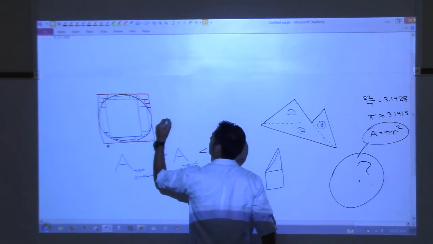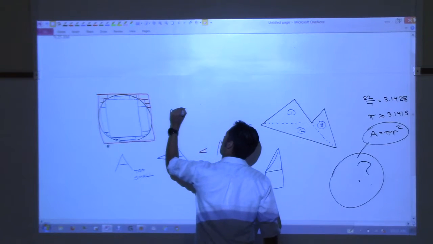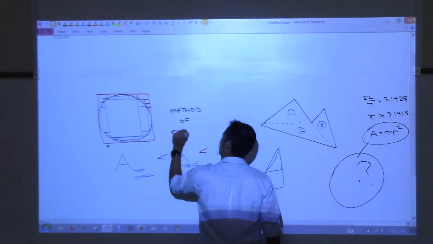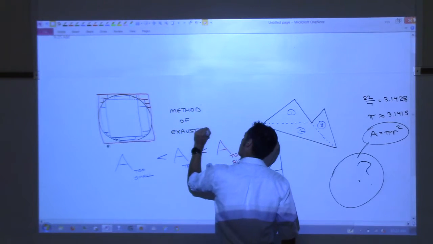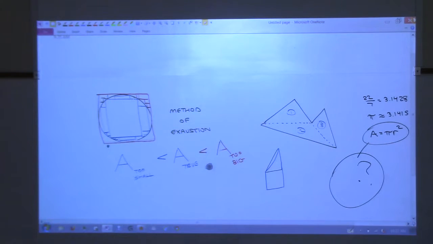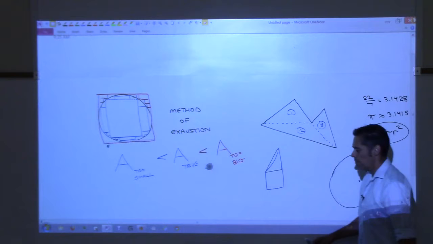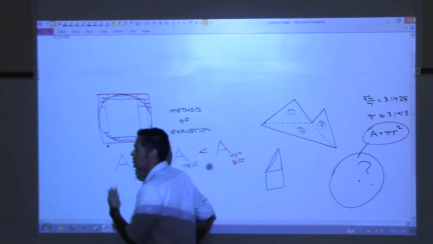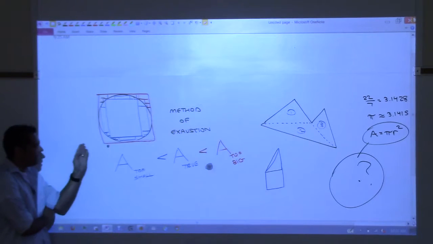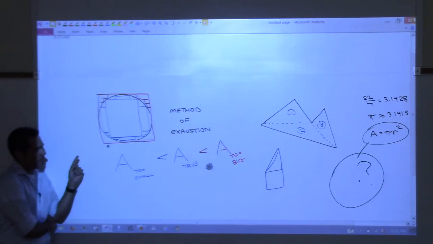This is called the method, I'm not making this up, of exhaustion. The method of exhaustion. Because it's tedious, it's exhausting to do something like that, right? But the idea here is fundamental to what I'm trying to point out today.